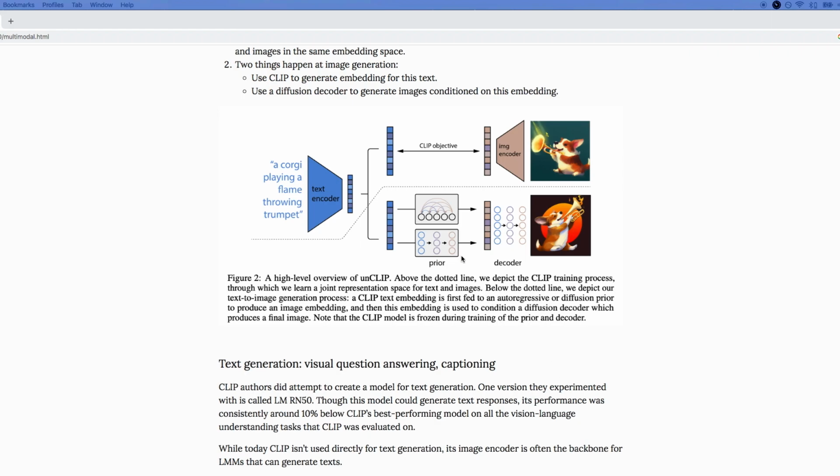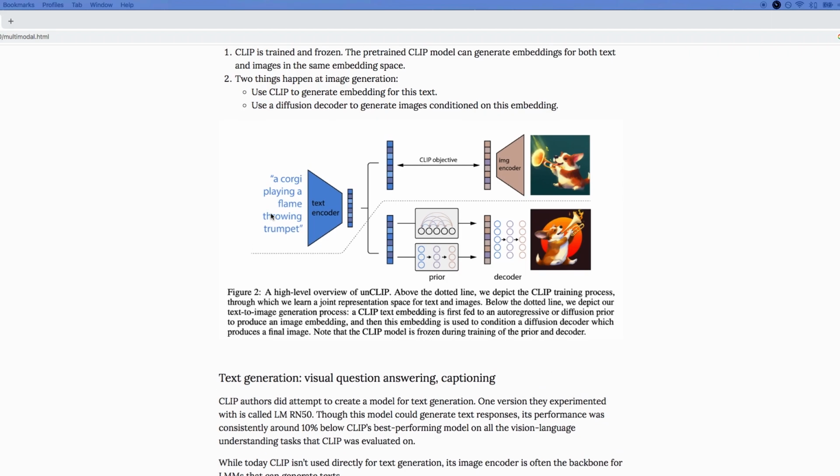Let's pause here and take a look at this figure. Here we have a text encoder that takes input of a corgi. So this looks like a diffusion model. Text input is a corgi playing a flame-throwing trumpet. Okay. So that text encoder generates an embedding, and that embedding goes to two different paths. So let's read this description.